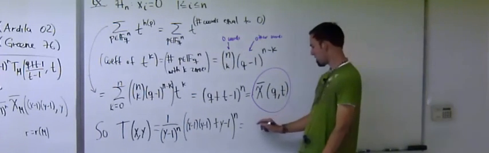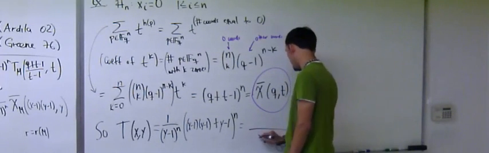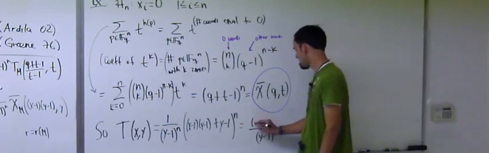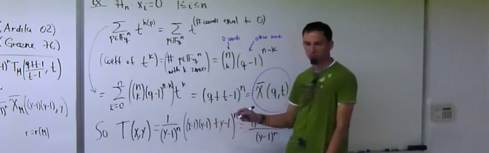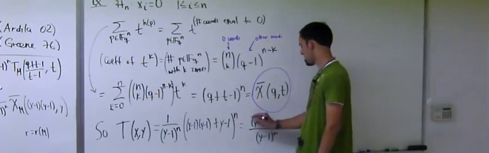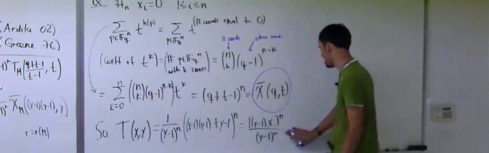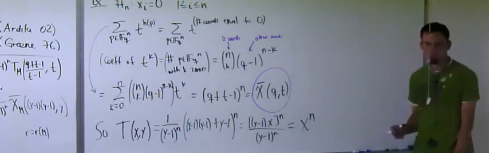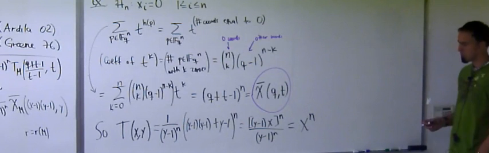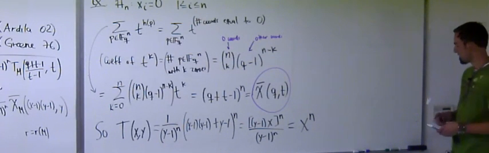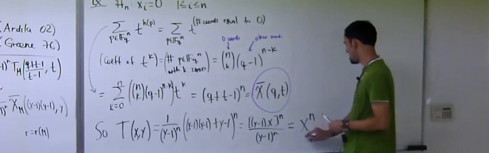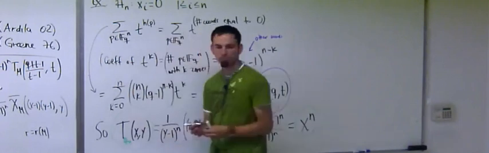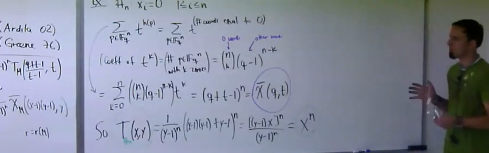So what do I get here? In the denominator, I get (y minus 1) to the n. In the numerator, I can factor a (y minus 1) times (x minus 1 plus 1), which is x, to the n. So what I get in the end is just x to the n. So simple, it almost makes you think that you messed something up, but that's what it is. This is the Tutte polynomial of this arrangement. That's how you use this method.